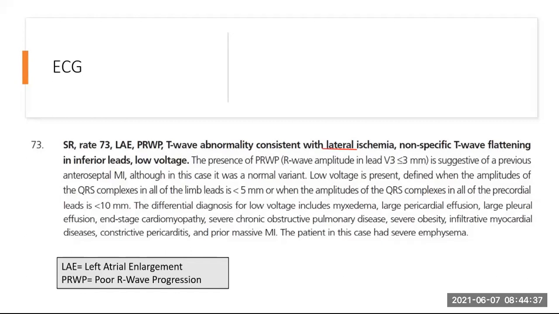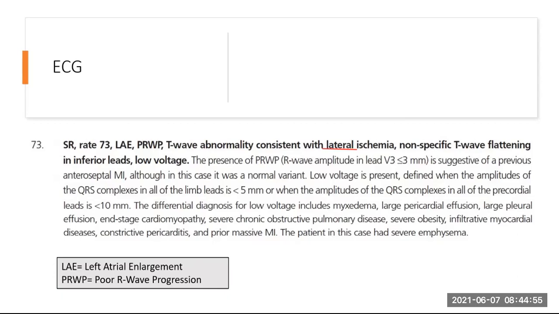PRWP is poor R wave progression. Okay, so I wanted to pick this one out just to show you guys that sometimes you can't get an answer. There's not much here. We just know something is wrong. Do you get what I'm saying? So sometimes it just has to guide us into what other investigations we need to do.